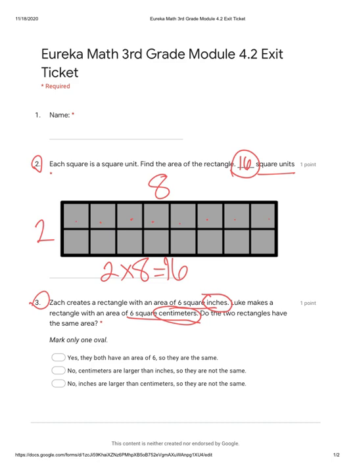So if you took out a ruler and you looked, you would see that an inch is a lot bigger than a centimeter. So Zach's rectangle, let's say this is 6 inches, 6 square inches. That means Luke's rectangle would be a lot smaller. So even though they both have the number 6, they do not have the same area because inches and centimeters are different. So our answer is yes, they both have an area of 6, so they're the same.